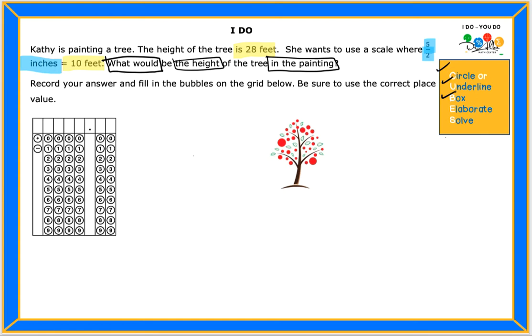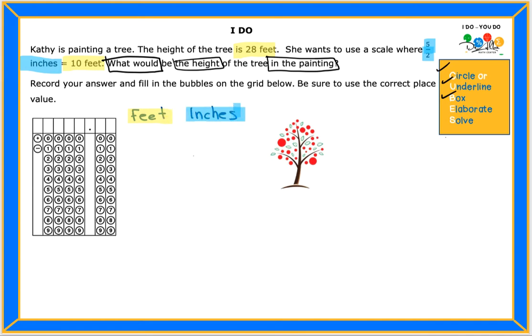They said the height of the tree is 28 feet and they're using a scale where 5/2 inches is 10 feet. Okay, so to elaborate, I'm gonna identify on one side the units in feet and on the other side the units in inches. So I'm gonna write my labels: feet, and then inches. For feet, I'm using the yellow, and for inches, the blue.